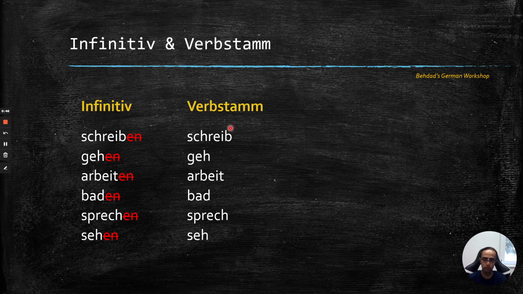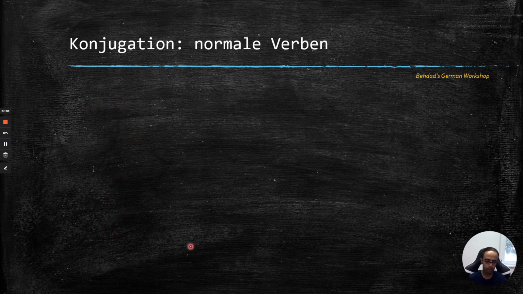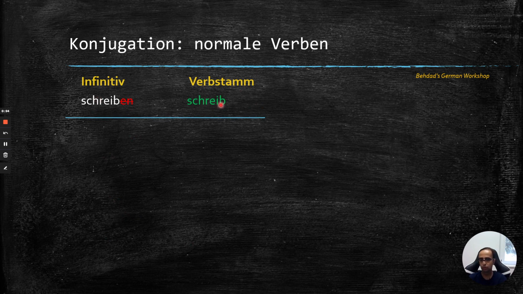And we're going to need this root to conjugate the verb. On the next page, we're going to see exactly how that's going to be done. We saw as an example the verb schreiben, and the root was schreib. Now how do we conjugate it? Ich, I, schreibe. So we see that for the pronoun ich, there is an e at the end of the root, which is a conjugation.